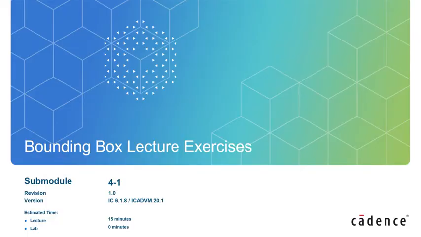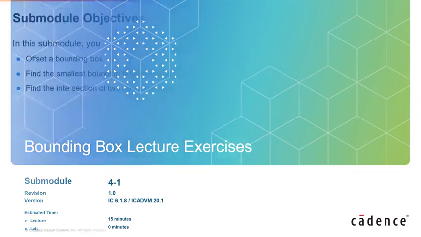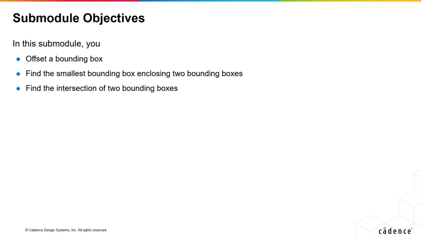In this subsection, we'll cover several bounding box lecture exercises. Next, we'll look at a couple of lecture exercises that will illustrate some of the techniques for manipulating bounding boxes. So the first thing we'll do is look at how we offset a box, or basically compute coordinates to move it to a new location. In the second one, what we'll look at is how we find the smallest bounding box enclosing two boxes. So what box would enclose them? And finally, we'll look at locating the intersection of two bounding boxes, or the area where they overlap.